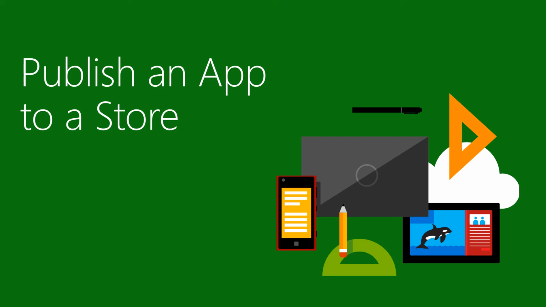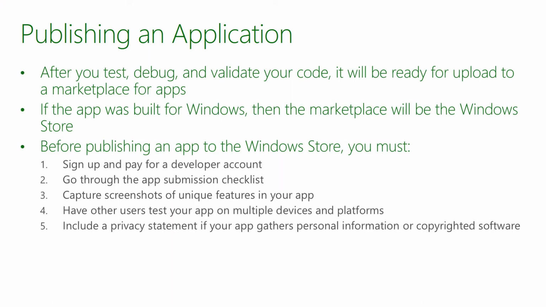Publishing an app to a store. After you test, debug and validate your code, it will be ready for upload to a marketplace for apps. If the app was built for Windows, then the marketplace will be the Windows Store. There's a 5-step process that you should go through before you publish your app to the Windows Store. First off, sign up and pay for a developer account. Once you've done that, go through the app submission checklist.